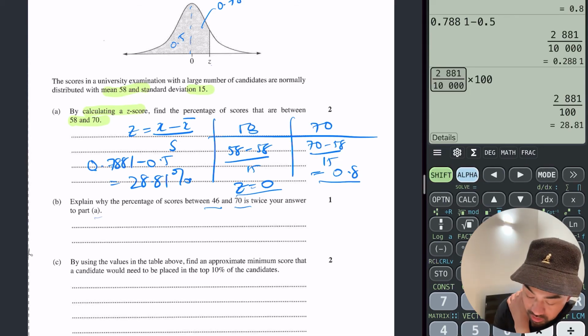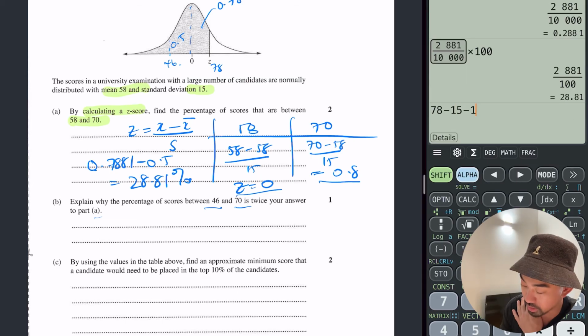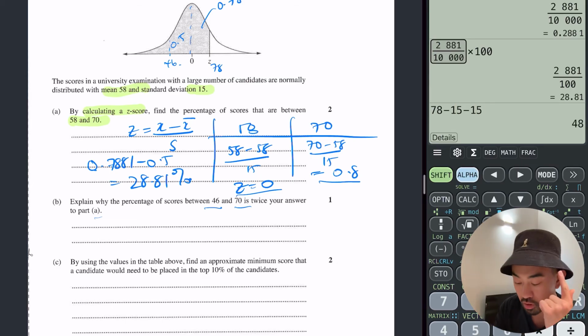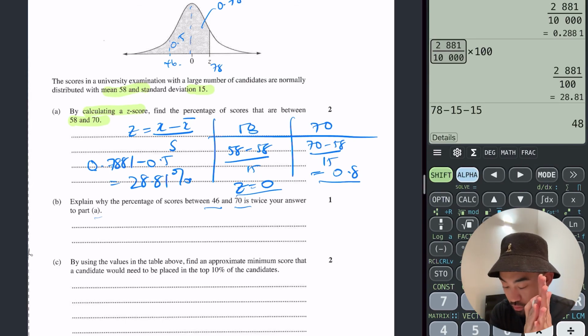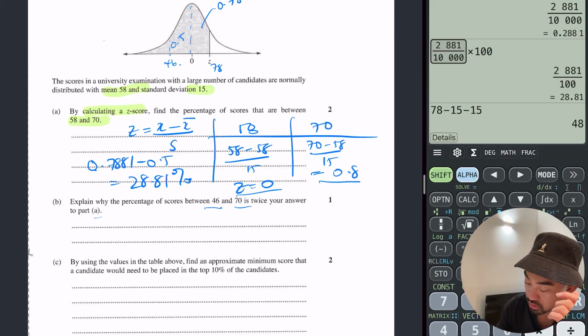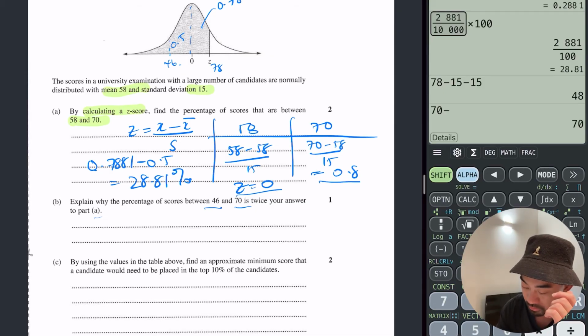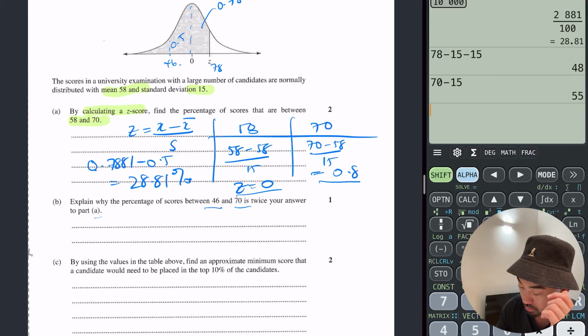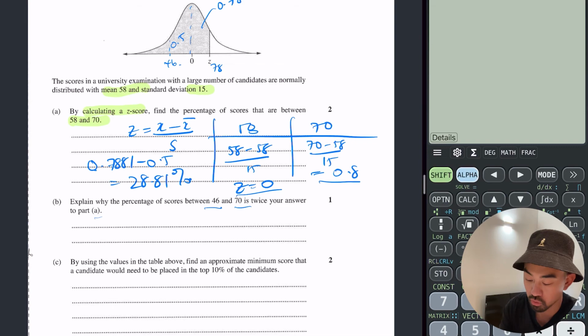Question B, explain why the percentage of scores between 46 and 70 is twice the answer to part A. Okay, so if this is 78, I'm guessing the same distance is going to be 46. So yeah, look, the standard deviation is 15, right? So 78 minus 15 should give 48. There you go. So basically that's 46 actually. Oh, 70, sorry, 70. 70 minus 15 minus 15, yeah, is 40.